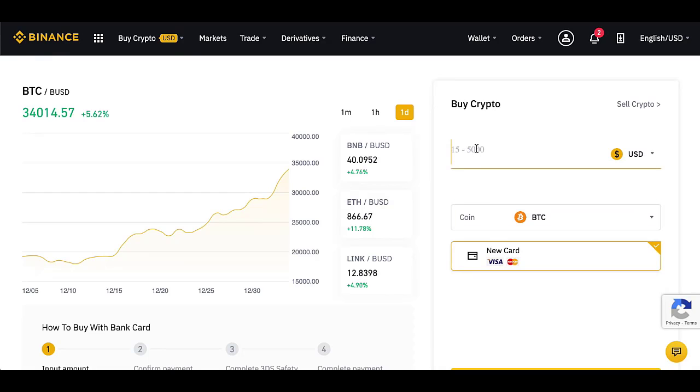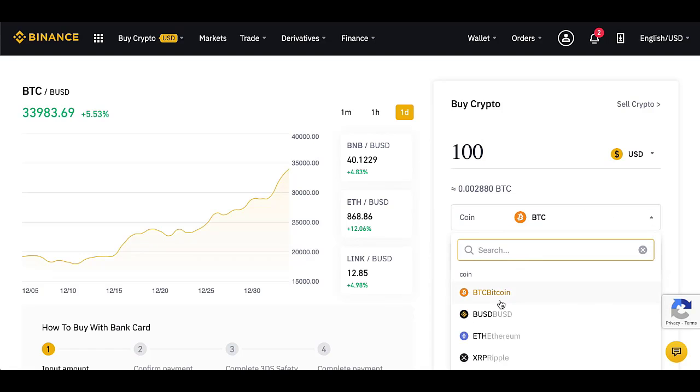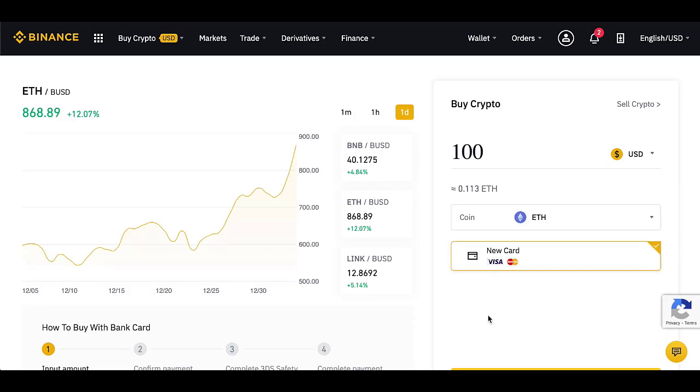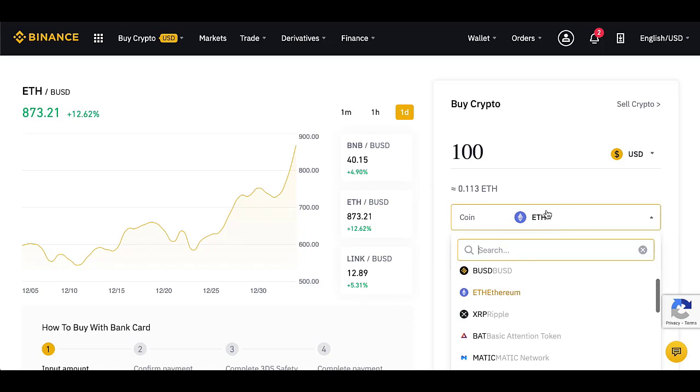Then you can choose in dollars how much Bitcoin you want to buy. So let's say you want to buy 100 US dollars worth of Bitcoin. It will tell you right down here how many Bitcoins you can actually get for that. You can also change maybe if you want to buy something else. So, if I want to buy Ethereum, I can just click right here. The chart is going to come up. So that's very easy. And you can see that $100 equals 0.113 Ethereum. Let's just go back to Bitcoin though.